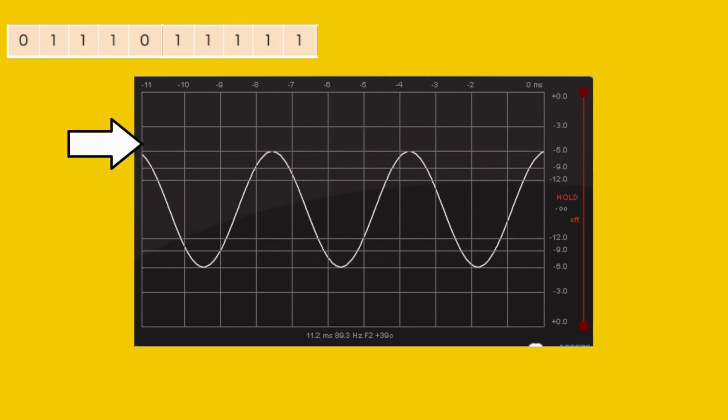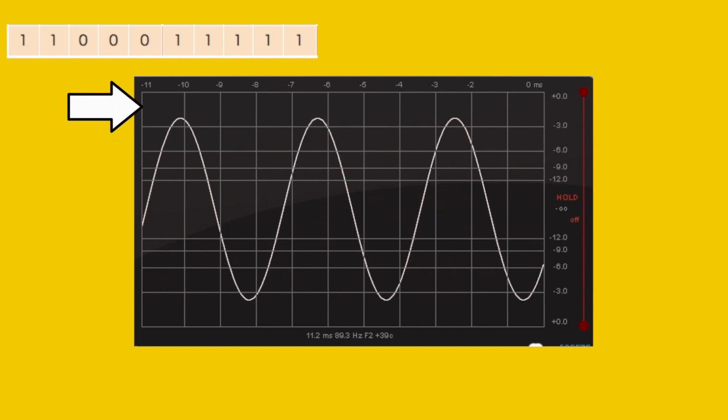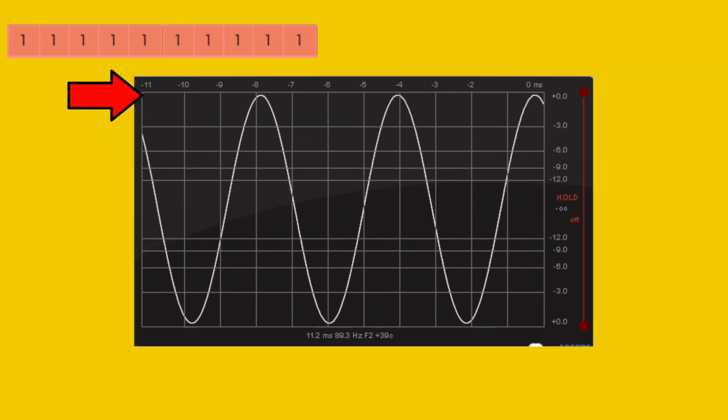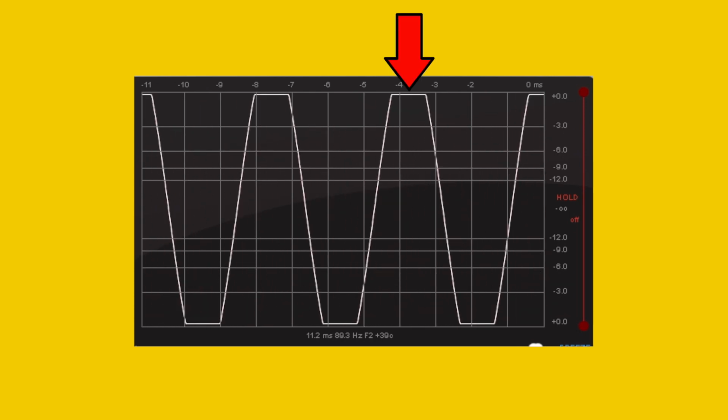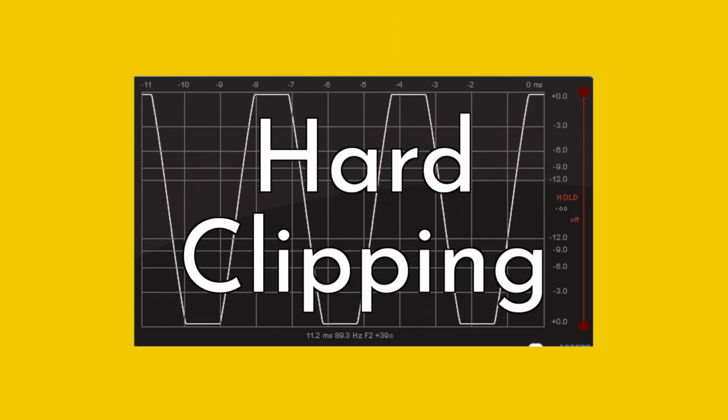So what happens when we try to push the signal beyond the 0 dB limit? Well, there aren't any bits left to represent the signal past this level. All the bits have saturated to their maximum value, so it just stays at this maximum level. We call this hard clipping.